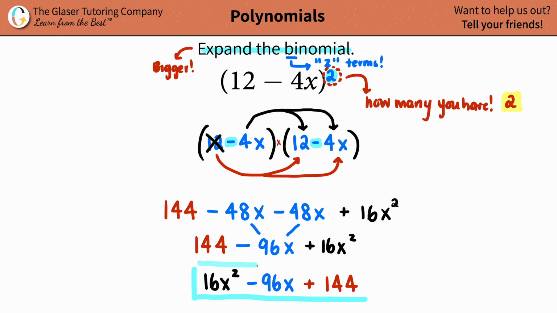And now we have ourselves an answer. 16x squared minus 96x plus 144, and you are done. What do you think? Hopefully this helped.